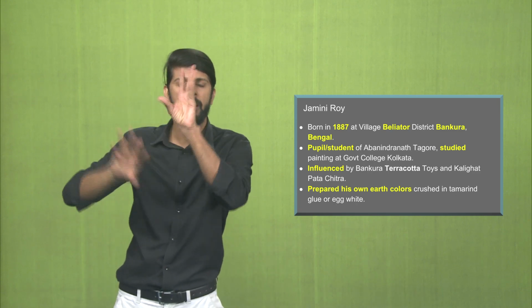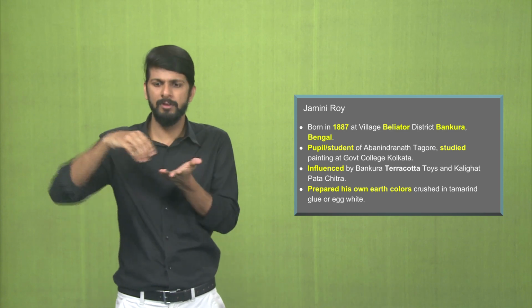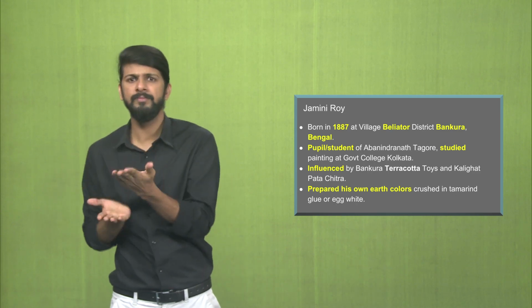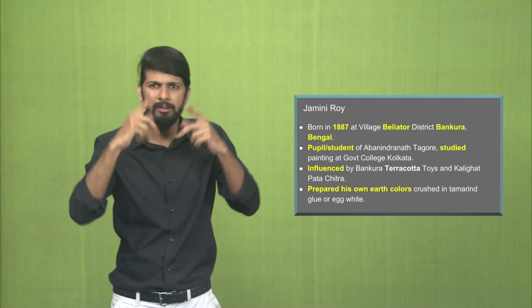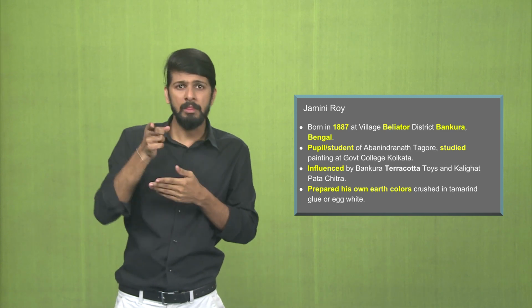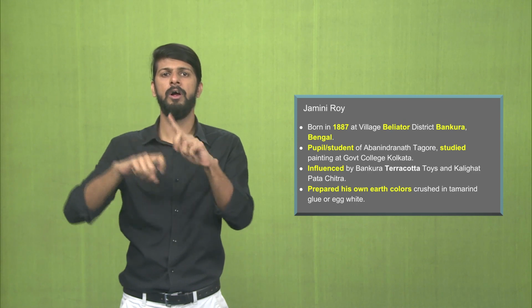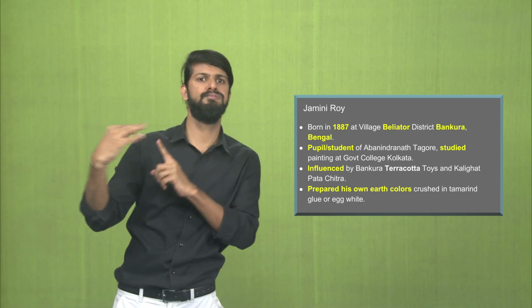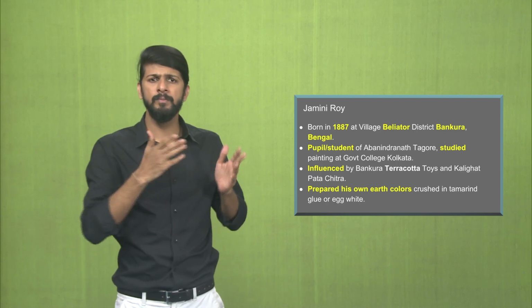His style was very influenced by the Bankura terracotta toys. The terracotta toys basically were famous in Bankura, and also the Kali Ghat Pata Chitra. These kinds of prints have also been used in contemporary costumes. These were often done on leaves. These were the two influences of Jamini Roy, and he used these influences in his painting.